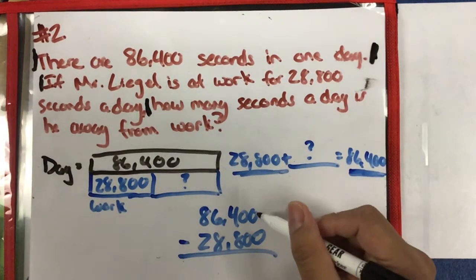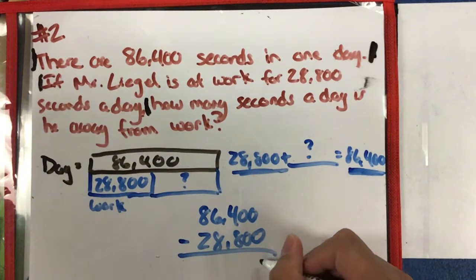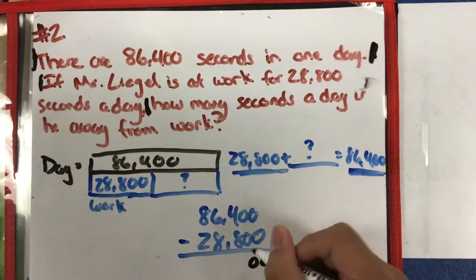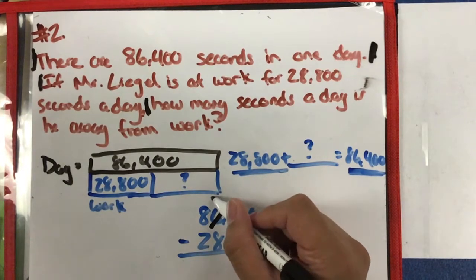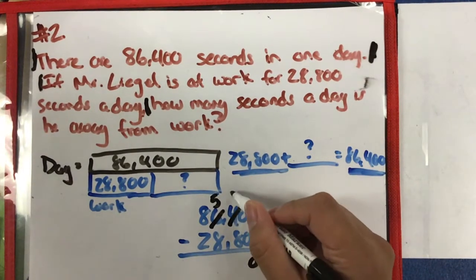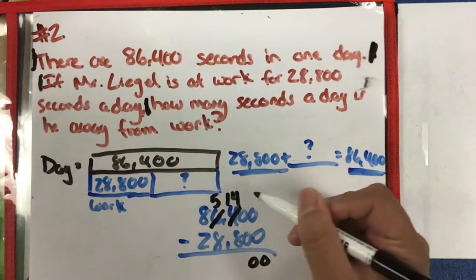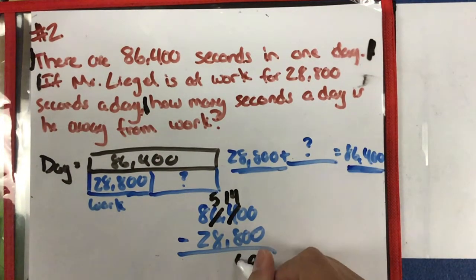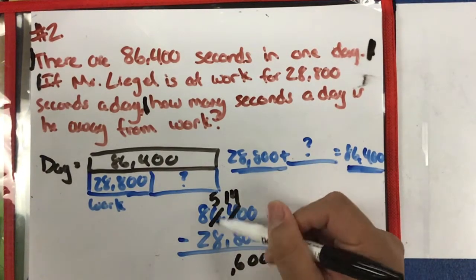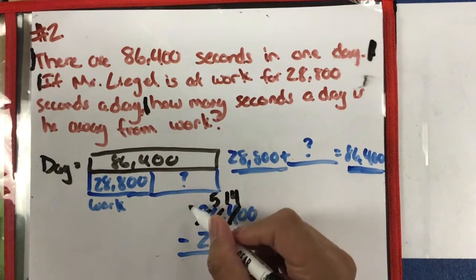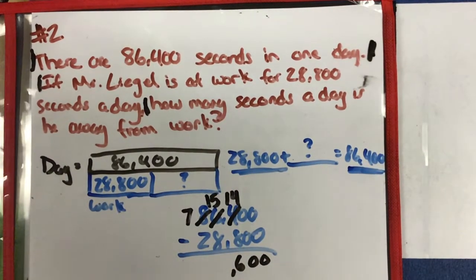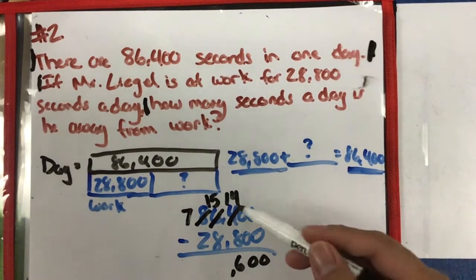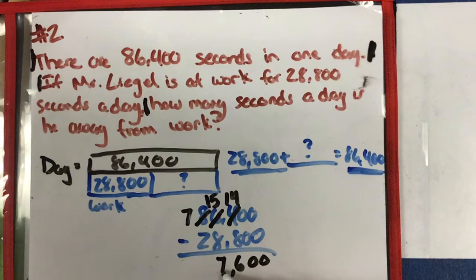All right, welcome back. So we're going to check our work. 0 minus 0 equals 0. 0 minus 0 equals 0. 4 minus 8, I can't do that. I'm going to decompose one of our 6,000s to make it 5,000s and add 10 hundreds. So now we have 14 minus 8, that equals 6. 5 minus 8, I can't do that. I got to decompose one of these. So if I take 1 away, that's going to be a 7. I'm adding 10, so that becomes 15. So now 15 minus 8 equals 7, and 7 minus 2 equals 5.